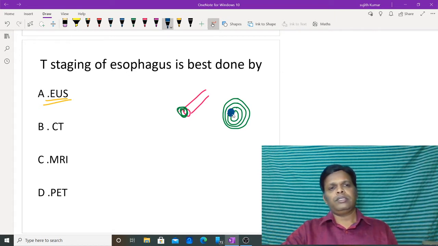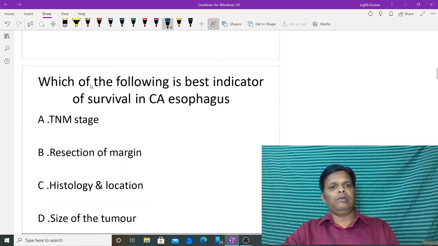You can assess exactly what the T stage is. Okay, that is the tumor size. So, endoscopic ultrasound has a major role in staging of carcinoma of the esophagus, particularly T staging, as well as lymph node involvement. If there is a surrounding lymph node enlargement, you can assess the lymph node also. So, these two things are best assessed by endoscopic ultrasound. Answer is endoscopic ultrasound. Okay, next one.